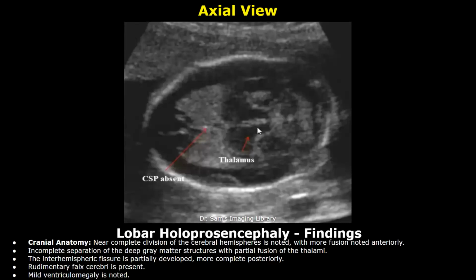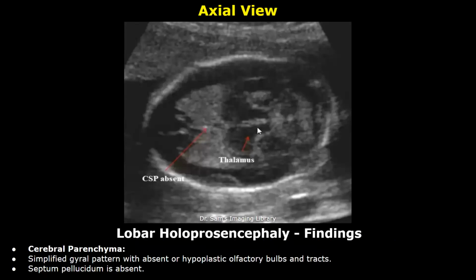These are the findings. The BPD and HC are within normal limits. Cranial anatomy. Near complete division of the cerebral hemisphere is noted, with more fusion noted anteriorly. Incomplete separation of the deep gray matter structures with partial fusion of the thalami. The interhemispheric fissure is partially developed, more complete posteriorly. Rudimentary falx cerebri is present. Mild ventriculomegaly is noted.